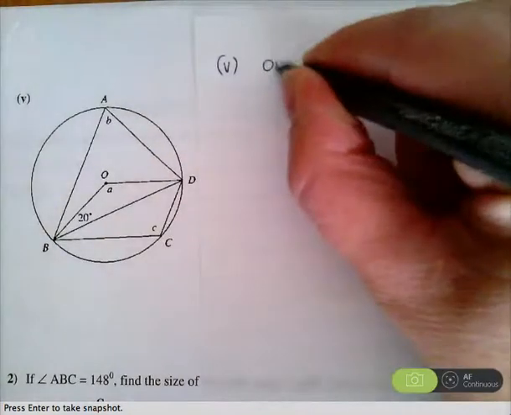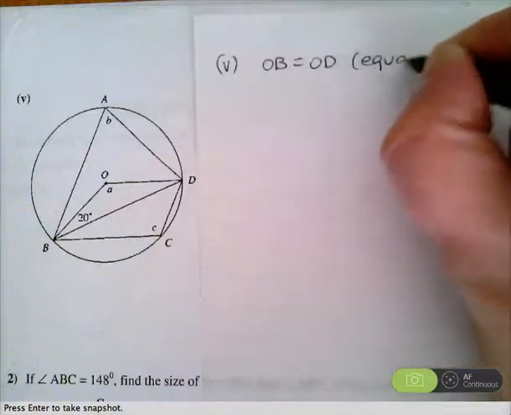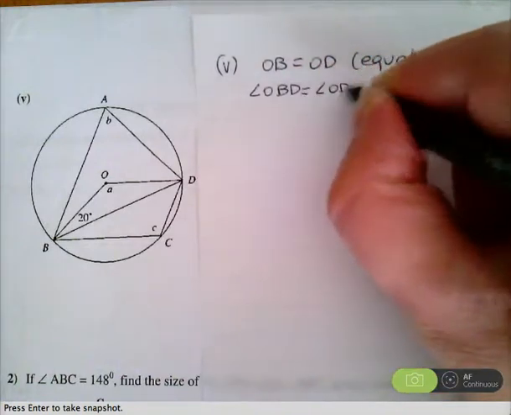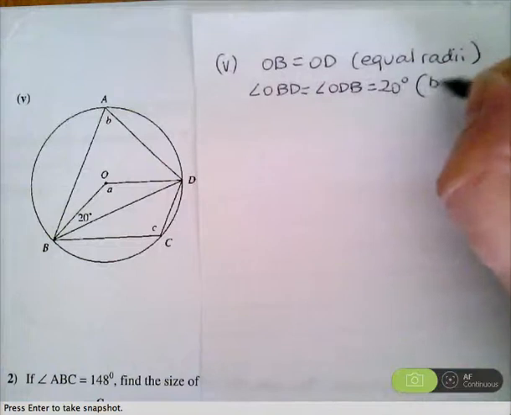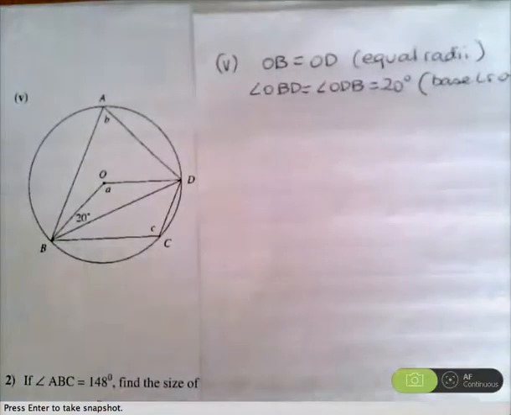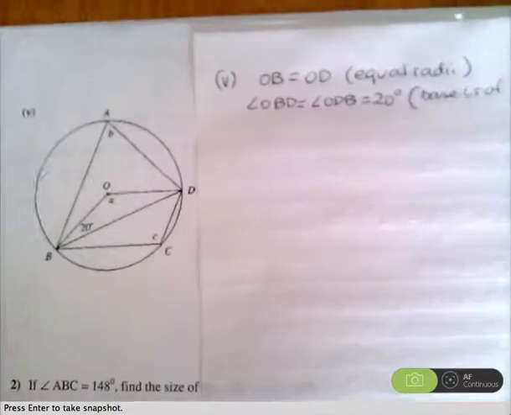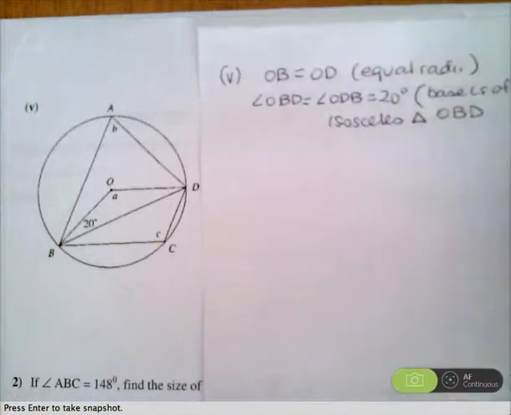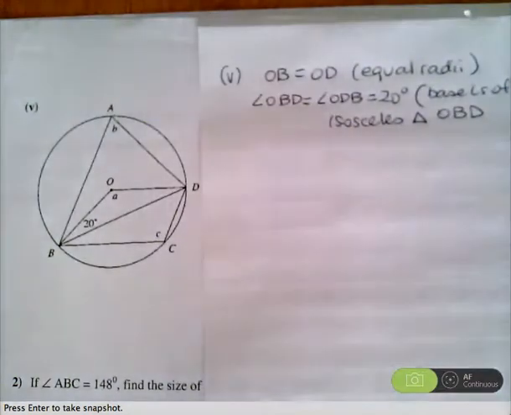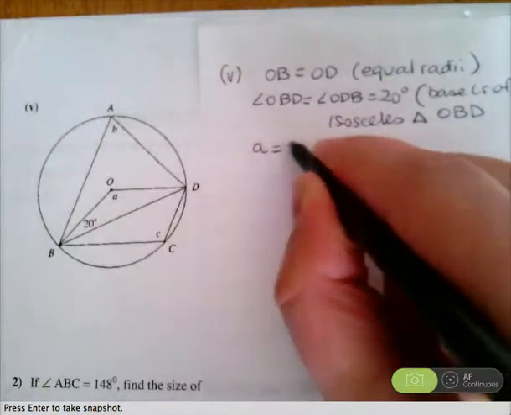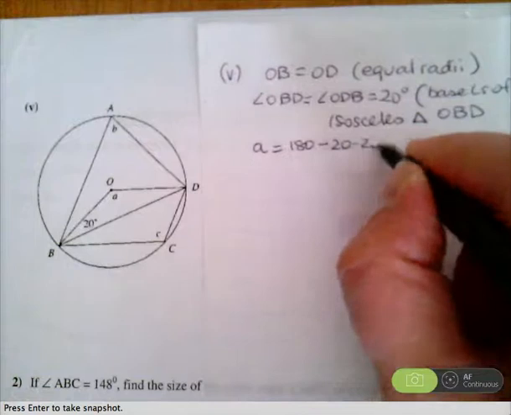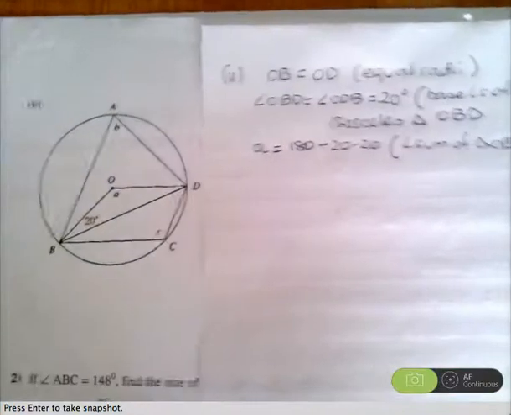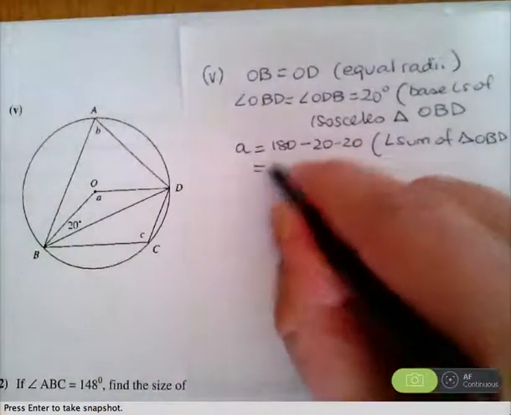Okay, so I'm going to say that OB equals OD, reason: equal radii. Then we can say that angle OBD equals angle ODB equals 20 degrees, reason: base angles of isosceles triangle OBD. We also know that A is equal to 180 minus 20 minus 20 because it's the angle sum of triangle OBD, which happens to be 140 degrees.